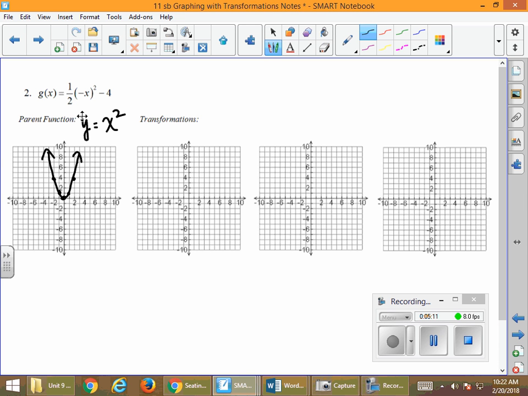And once we have that graph, then we need to identify what's happening. And let's do it one by one. Read the graph left to right. And the first value in our graph is 1/2. And how does 1/2 transform our function? Well, it's a vertical compression by 1/2.